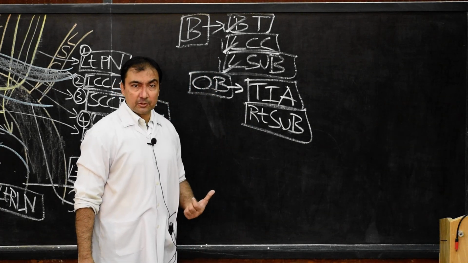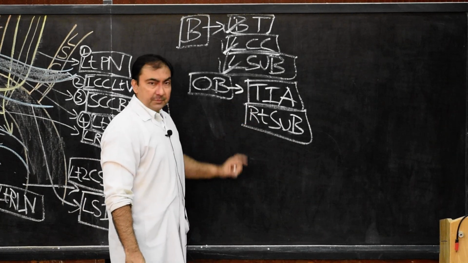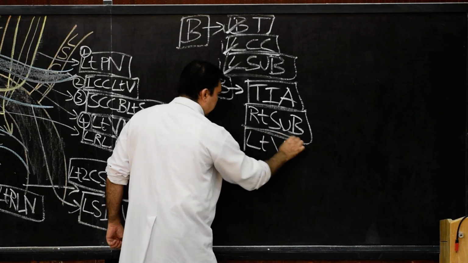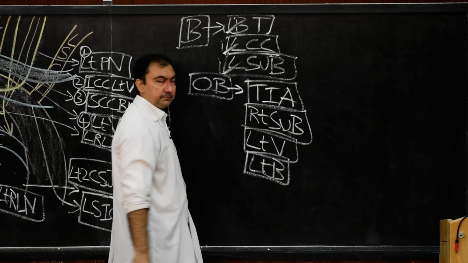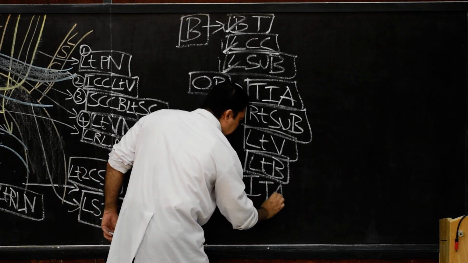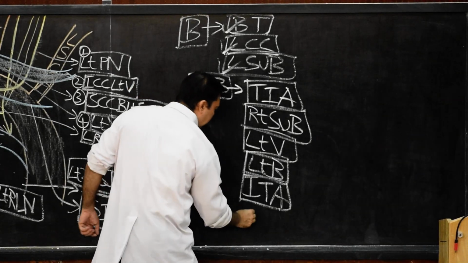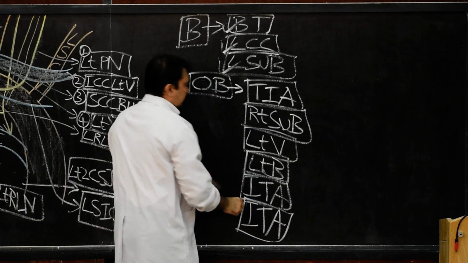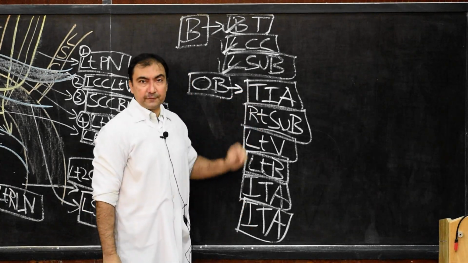This is a developmental anomaly rather. So thyroidea ima artery, right subclavian artery. Then there will be the left vertebral artery, also the left bronchial artery, and the internal thoracic artery. And the last one will be the inferior thyroid artery. So all these are occasional, rare branches of the arch of aorta.